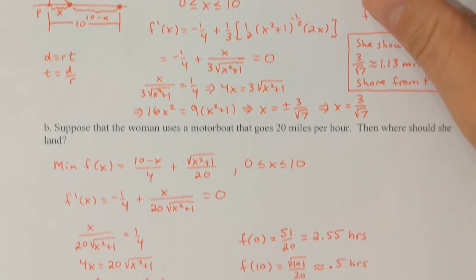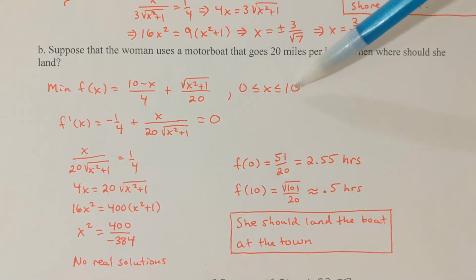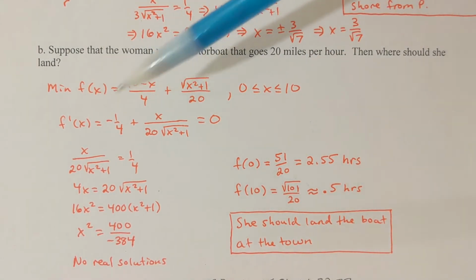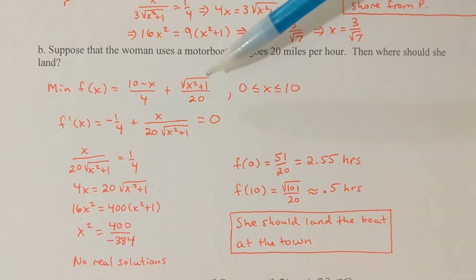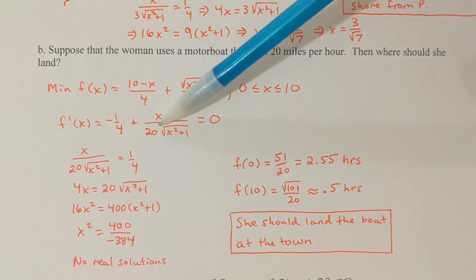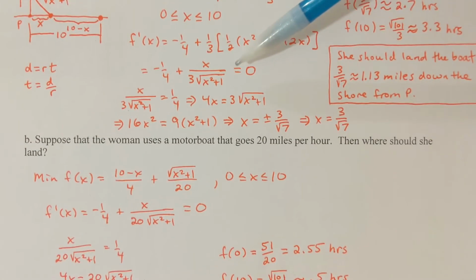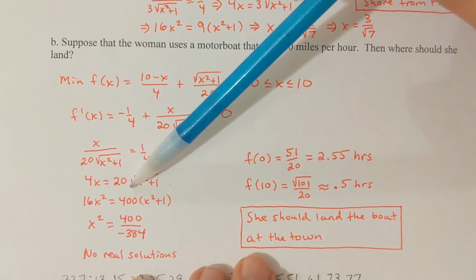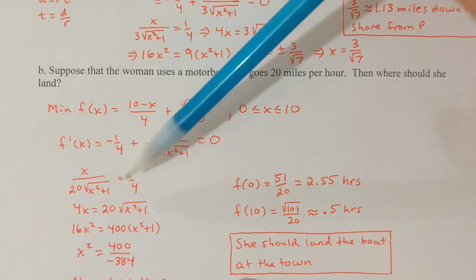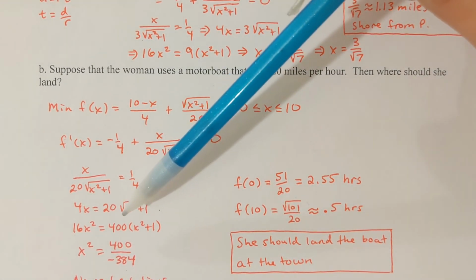And so let's go ahead and find our critical numbers here. I've got my closed interval. f prime of x would be negative 1/4 plus x over 20 times the square root of x squared plus 1. Basically, you'll have a similar deal here, only a 3 was replaced by a 20. Okay, so 3 is replaced by a 20, right? And when you square both sides, 20 squared is 400.